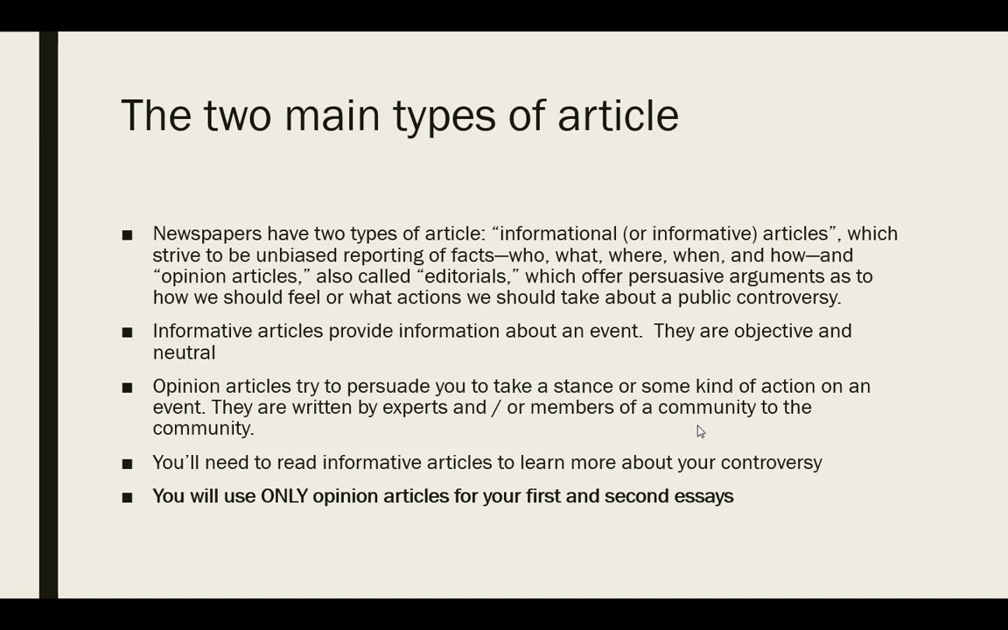So there are two main types of article, and this originates from newspapers. They have informational or informative articles, which strive to be unbiased reportings of facts. That is, they tell us who, what, where, when, and how. And the other major type is opinion articles, which are also called editorials. And those offer persuasive arguments as to how we should feel or what actions we should take about a public controversy. So again, informative articles provide information about an event.